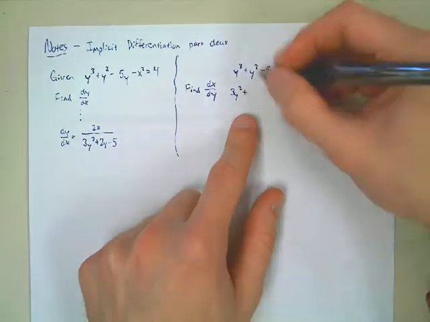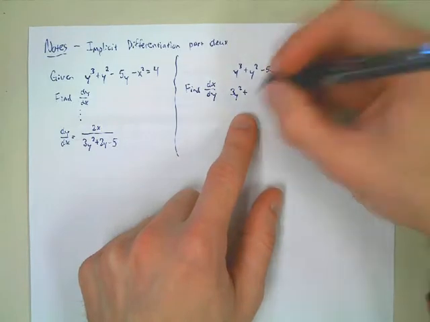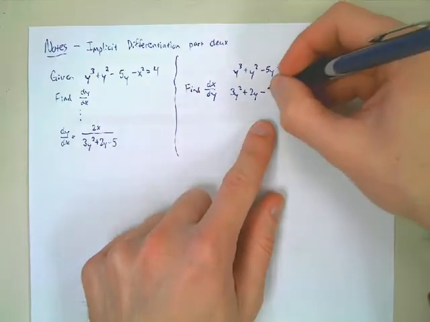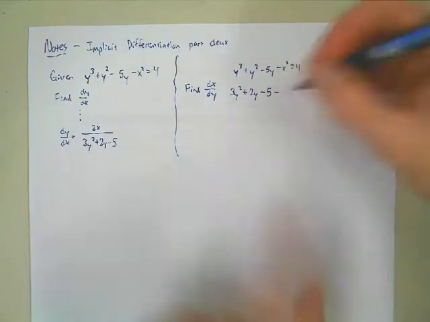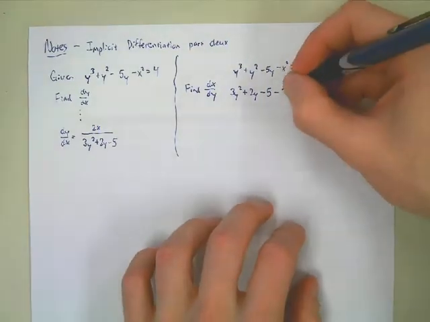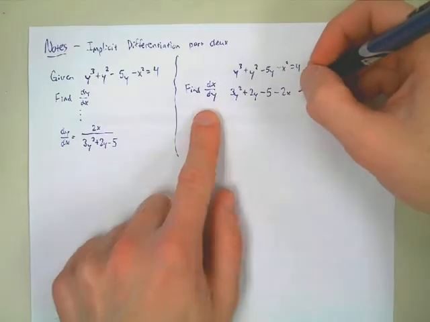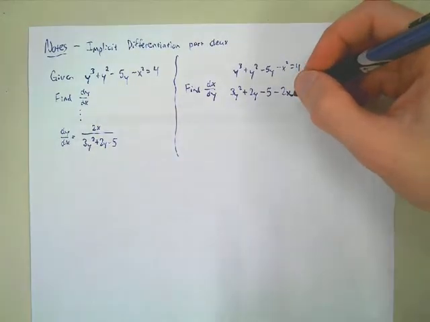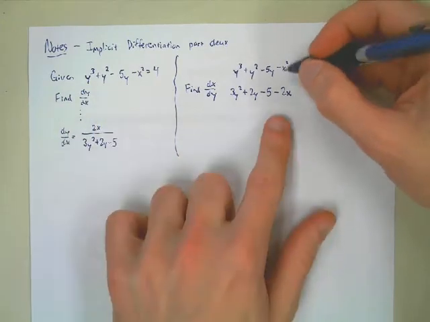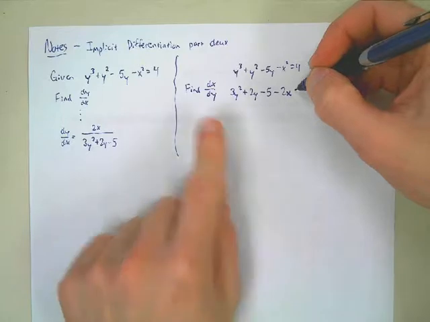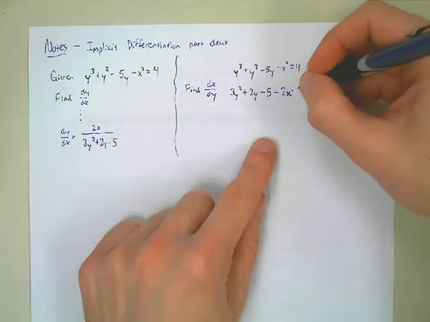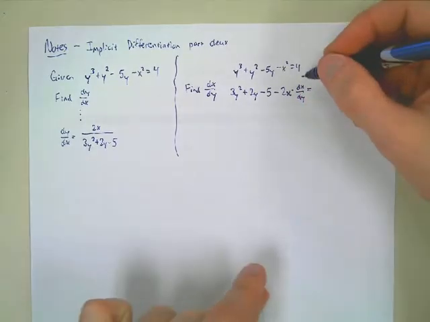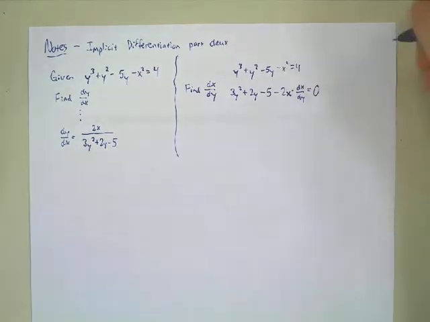The derivative of y squared is just 2y. The derivative of minus 5y is just minus 5. And the derivative of x squared is 2x x prime, or dx/dy, whichever you want to write, because now the x is acting like the y variable in the normal problems we do. So the derivative of x squared is still 2x, but times the derivative of what's inside, so times dx/dy. And the derivative of 4 is still 0.